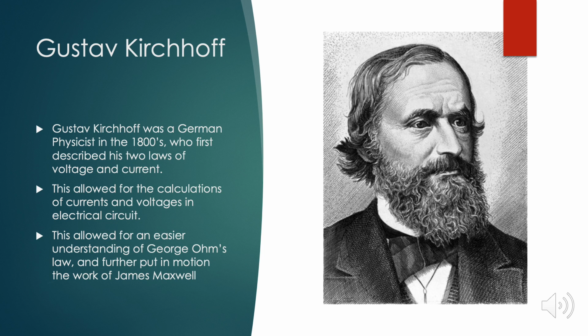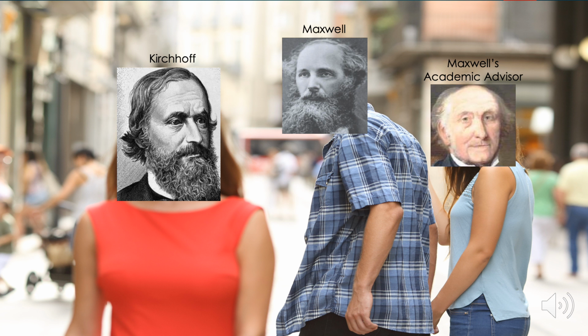Gustav Kirchhoff was a German physicist in the 1800s who applied his knowledge in the fields of spectral analysis as well as electrical circuits, hence the uncovering of his two laws of voltage and current. From these, equations regarding current and voltage were formulated, allowing calculations to be made. This further led to an easier understanding of Ohm's law and allowed James Maxwell to question his workings.